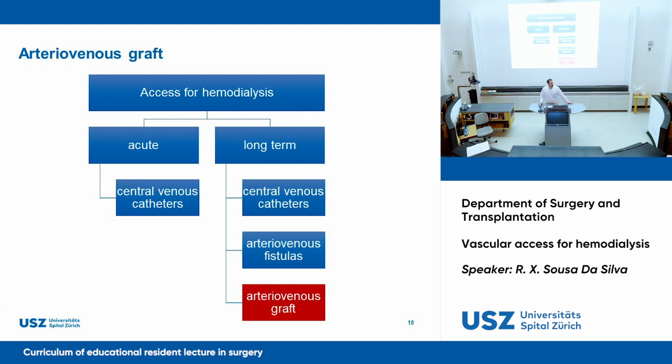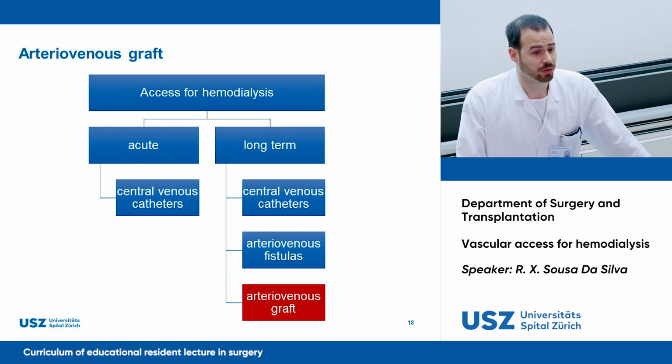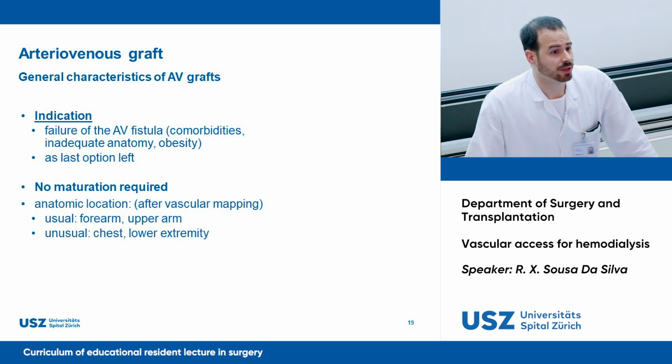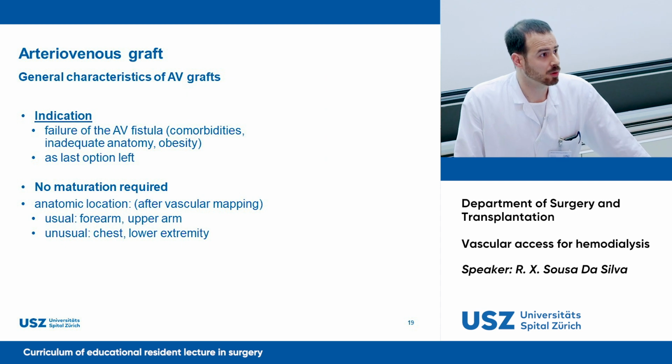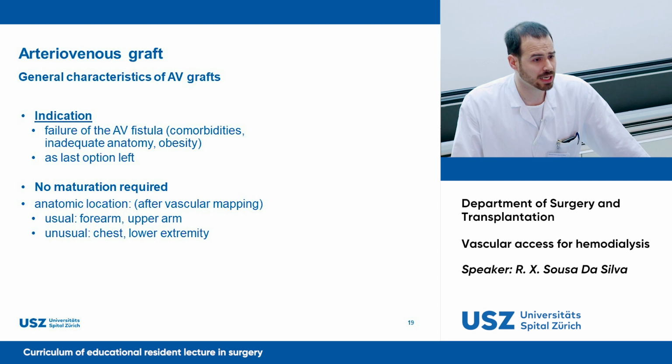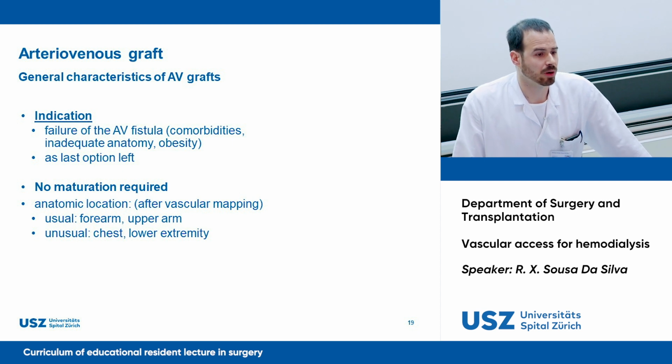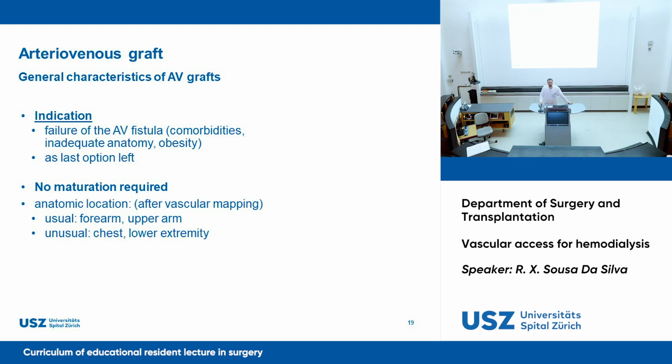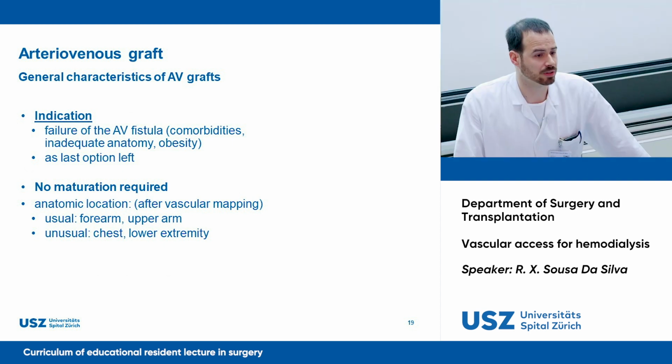Last but not least, there is also the possibility to use arteriovenous grafts. Their indication is mostly failure of an AV fistula or comorbidities, especially inadequate anatomy, no veins, or obesity. They are always there and left as a last option. They don't need any maturation. The most common anatomical location is the forearm, followed by the upper arm, and then you have also some fancy places. You will see you can put a graft nearly everywhere.